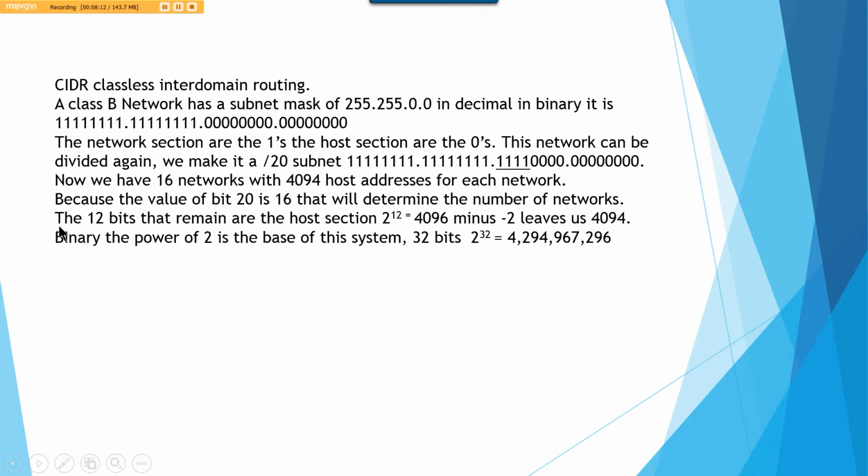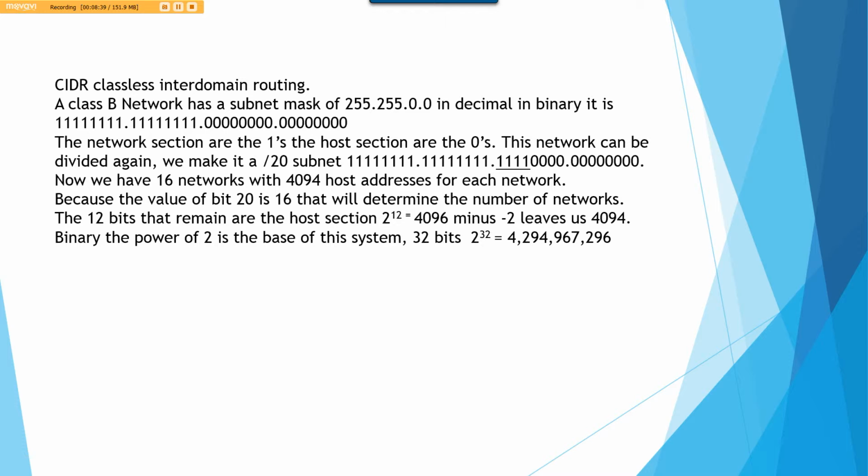Now the 12 bits that remain are the host section, and that host section is based on the power of 2. So 2 to the power of 12 is 4,096, and as we said earlier, in the host section you have to subtract 2 of those numbers, so that would leave you with 4,094 available usable addresses in each network.